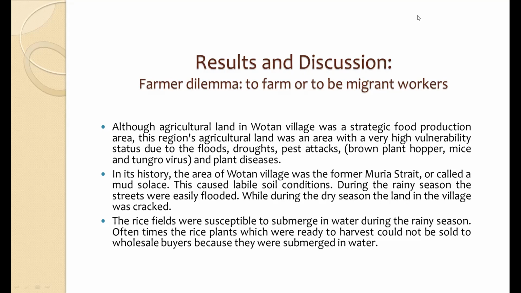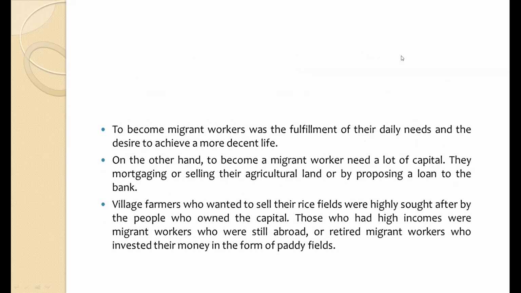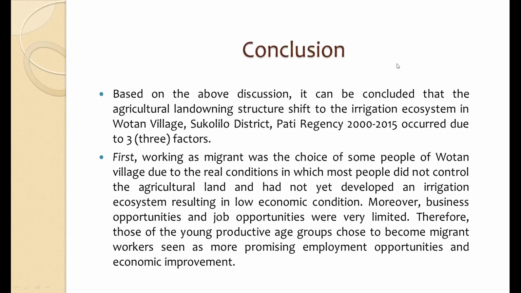For the conclusion, based on the above discussion, it can be concluded that the agricultural landowning structure shift to the irrigation ecosystem in Wotan village, Sukolilo district, Pati Regency, 2000 until 2015, occurred due to three factors. First factor, working as a migrant was the choice of some people in Wotan village due to the real condition in which most people did not control the agricultural land and had not yet developed an irrigation ecosystem, resulting in low economic condition.